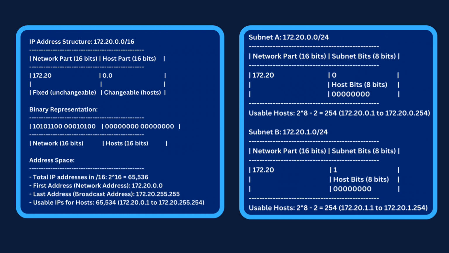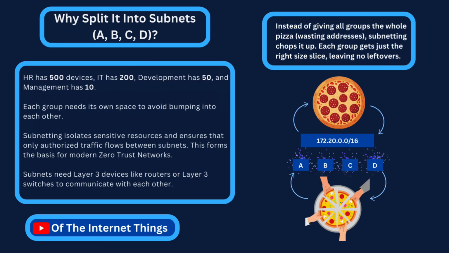Pause the video and study. Why split it into subnets? A, B, C, D. HR has 500 devices, IT has 200, development has 50, and management has 10. Now, why slice this pizza in the first place?